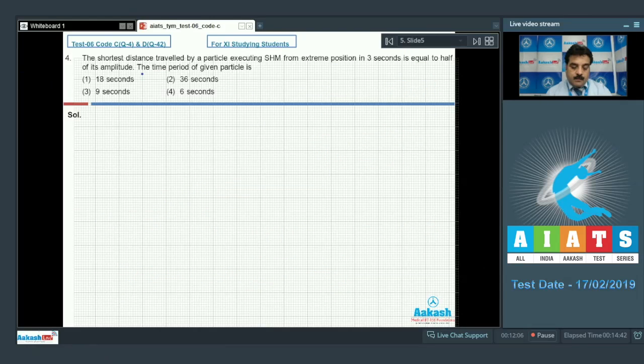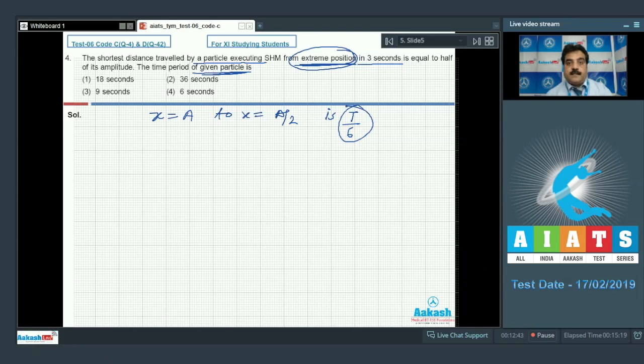In question number 4, the shortest distance traveled by a particle executing simple harmonic motion from the extreme position, this is very important, in 3 seconds is equal to half of its amplitude. The time period of the given particle is? As you know, the time taken from x equal to a, where a is the amplitude, to x equal to a by 2 from the mean, that is, t will be T by 6.